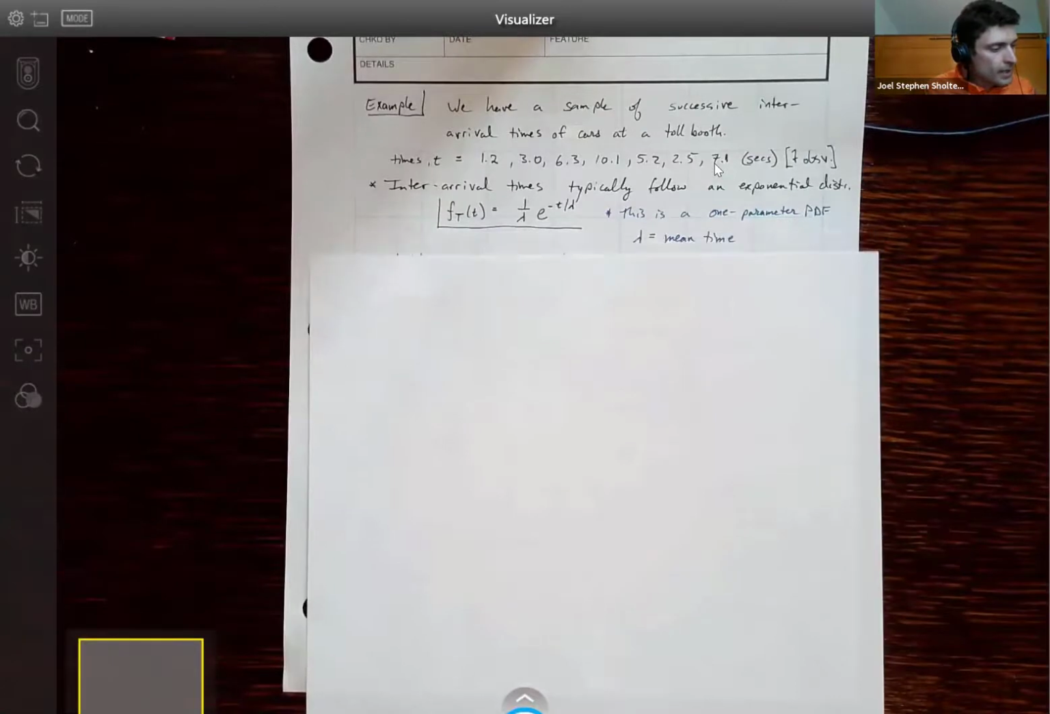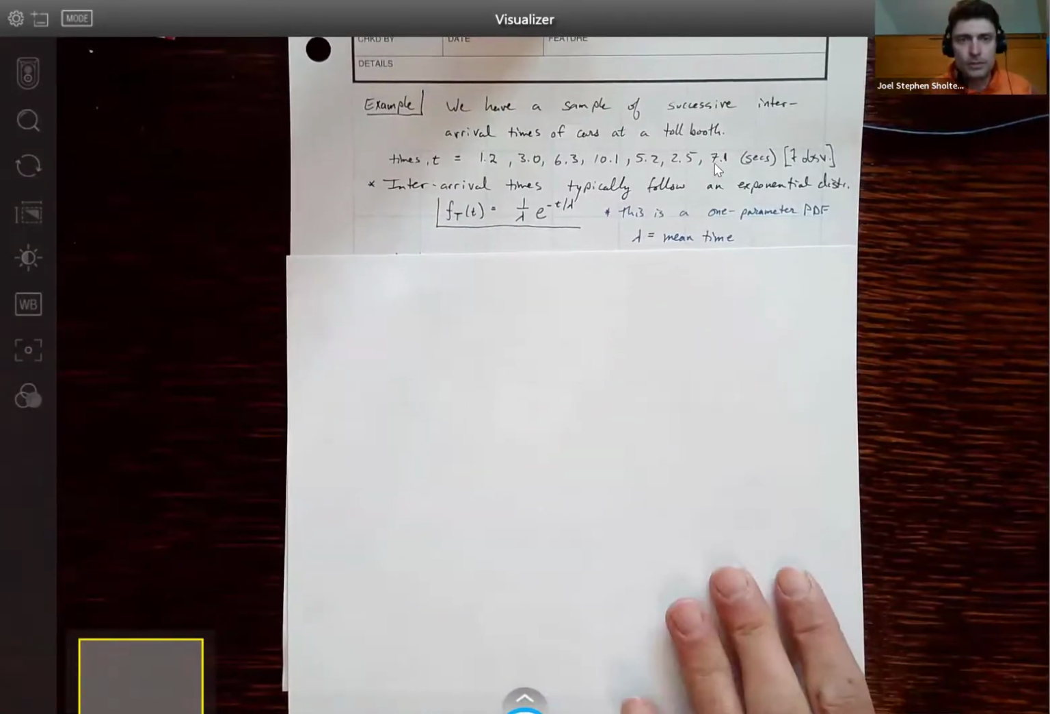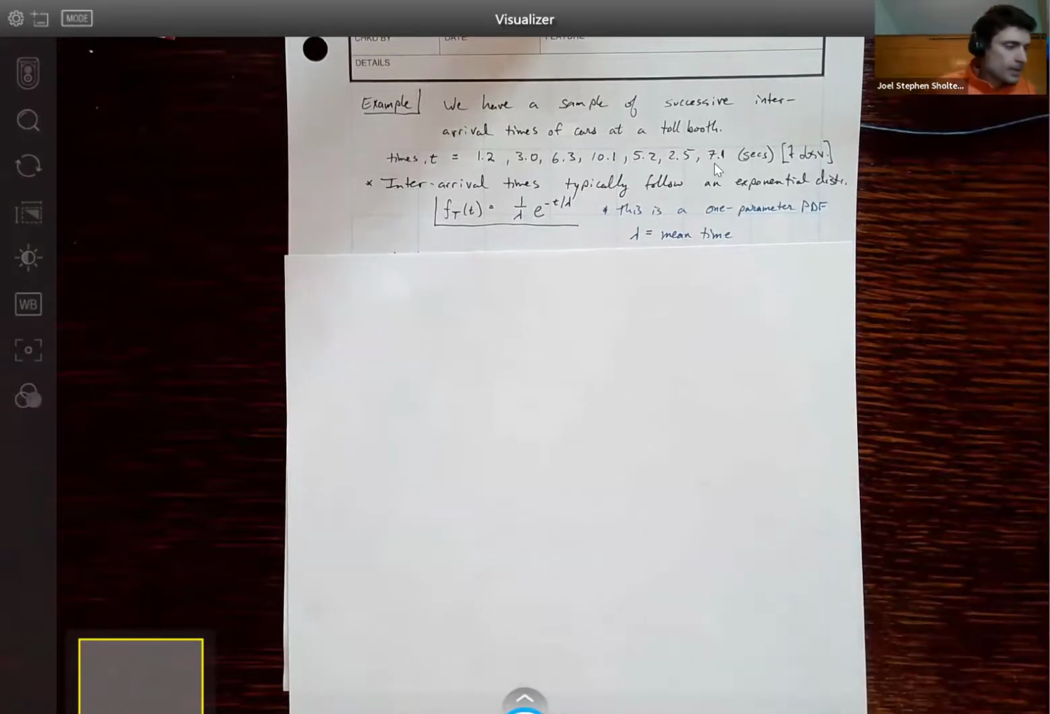Okay, so we know that inter-arrival times typically follow an exponential distribution. It's just kind of from the theory. This is what our exponential distribution looks like: 1 over lambda e to the negative t over lambda. So the probability that our inter-arrival time t takes on a certain value is a function of lambda. And so this is a 1 parameter PDF where lambda is the mean inter-arrival time.